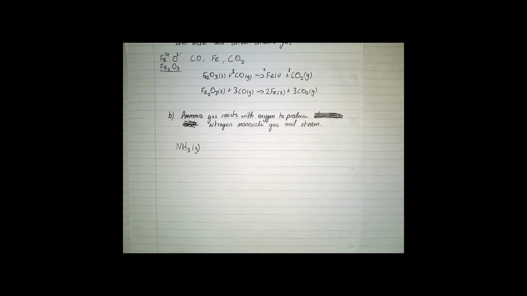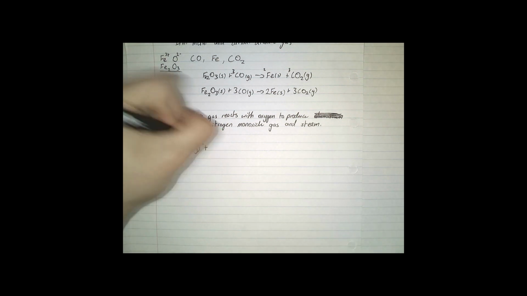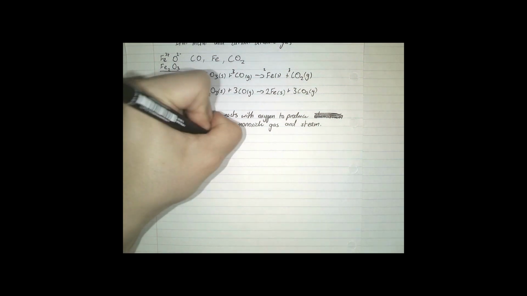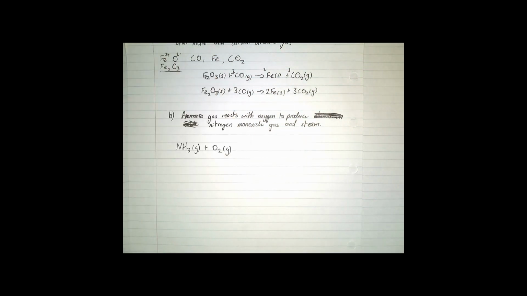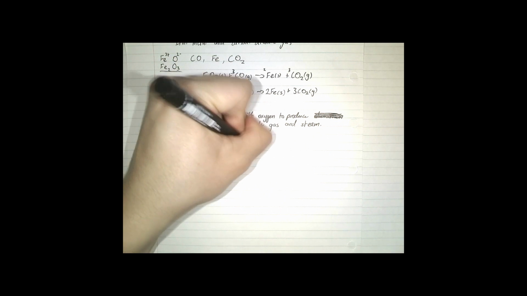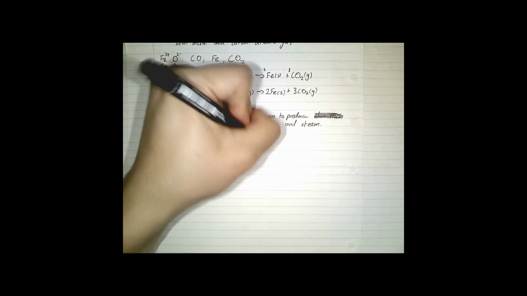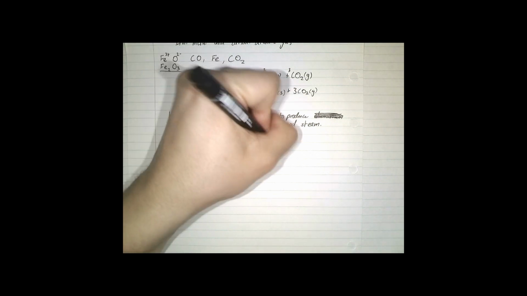But ammonia gas, it reacts with oxygen. So oxygen gas in the air is O2. It's a diatomic. It's not just oxygen elemental atom by itself. And that's producing nitrogen monoxide. So one nitrogen, mono or monoxide, one oxygen, and that's a gas as well. And it's also making steam.